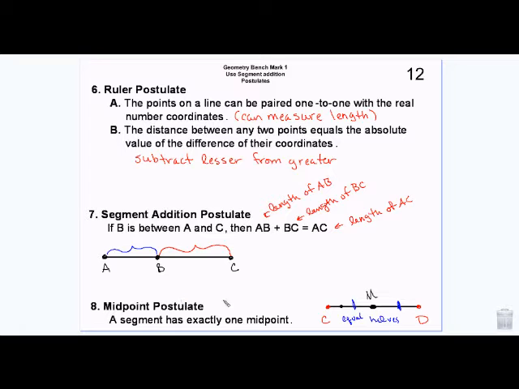That's why it's a postulate and not a theorem, because it makes sense. Same with this. This is a postulate because it makes sense that if you take a segment, you break it into two pieces, the two pieces equal the whole thing.